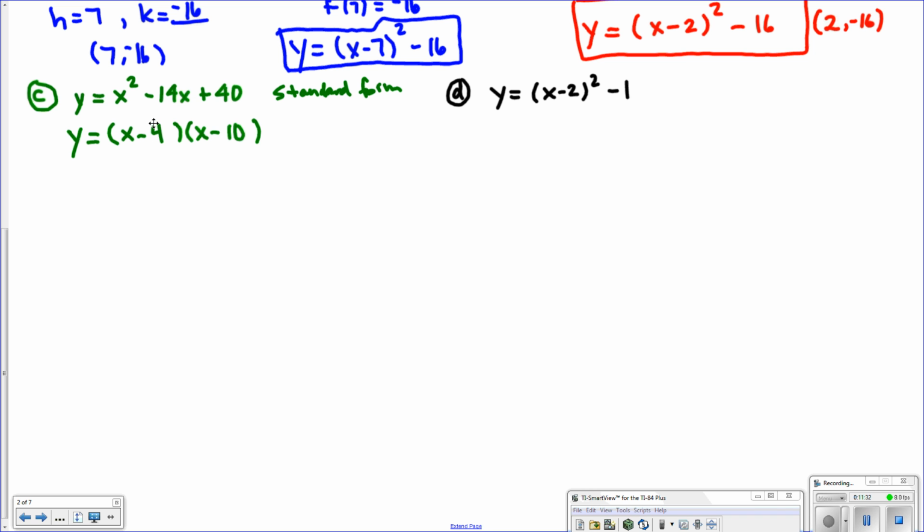I know I'm pretty good at factoring. I've been doing it for many years. So if you need to take the time to pause it, make sure you understand where that came from, go ahead and do that. Let's take it now.